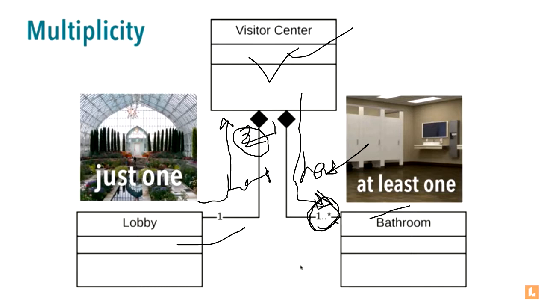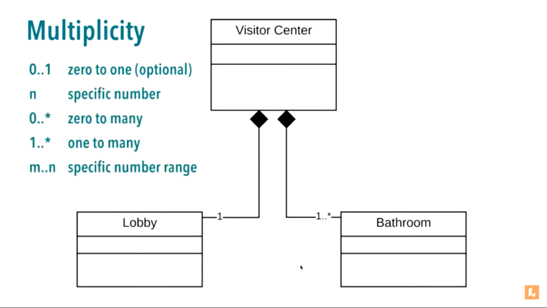Did everyone understand how to read? Did you get a slight idea? With more diagrams it will be very easy, don't worry. This is nothing, you just have to read it. Got it? So how many kinds of multiplicities are there? This one is optional, 0 to 1. You want to write, you don't want to write, doesn't matter.